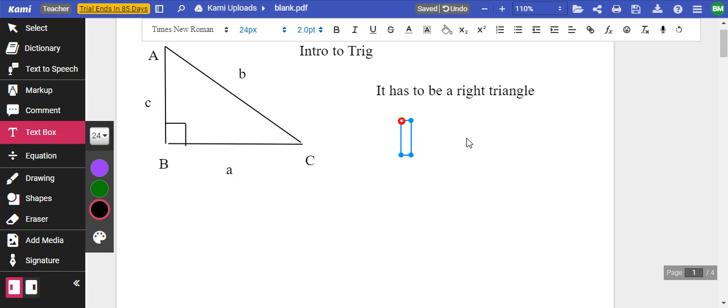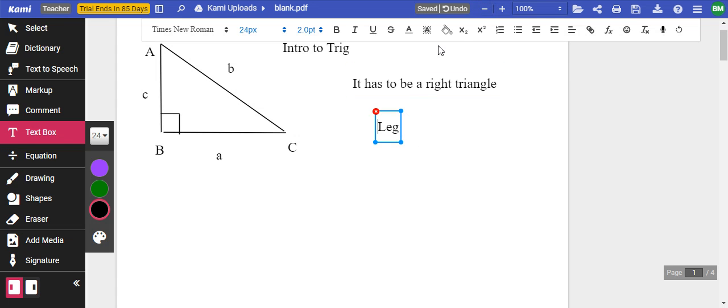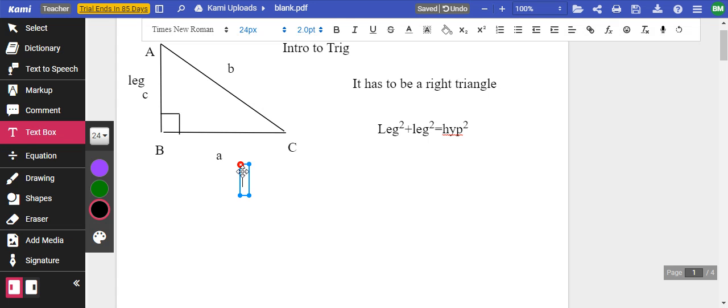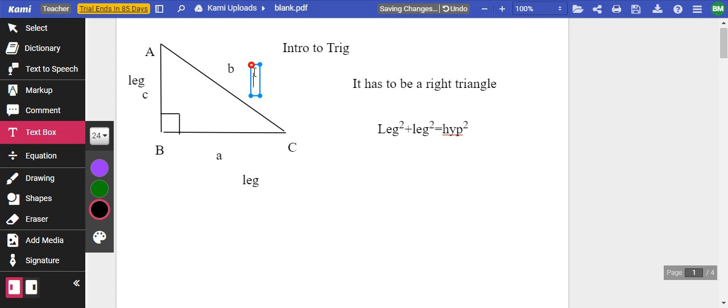Now, remember that the Pythagorean theorem is leg squared plus leg squared equals hypotenuse squared. So we don't always say A, B, C because it depends where things are labeled. This is a leg. This is a leg. And this is the hypotenuse, always across from the 90 degrees.